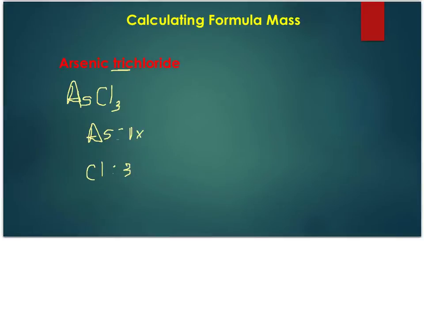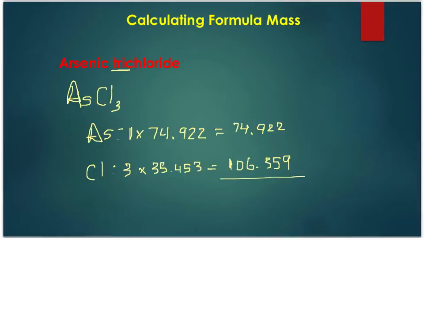So arsenic's atomic mass, look on your periodic table. You see that as 74.922. And chlorine, we already know is 35.453. When we multiply these up, we get 74.922. And 35.453 times 3 gives us 106.359. We add these together, we get 181.281. We want it to the nearest tenth, so that's 181.3 grams per mole. And there you have the formula mass of arsenic trichloride.